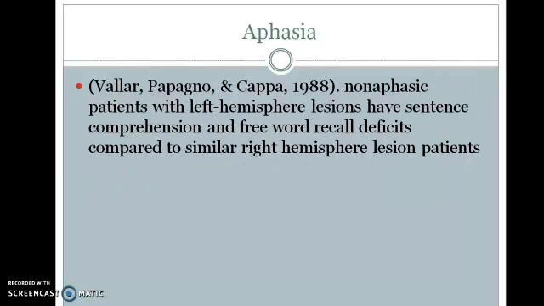We have talked about aphasia, and now how about the non-aphasic patient with a left hemisphere lesion? They have sentence comprehension and free word recall deficits compared to the similar right hemisphere lesion patient. So the aphasic patient will get confused in word ordering, whereas the non-aphasic patient will have a free word recall deficit compared to a similar right hemisphere lesion patient.